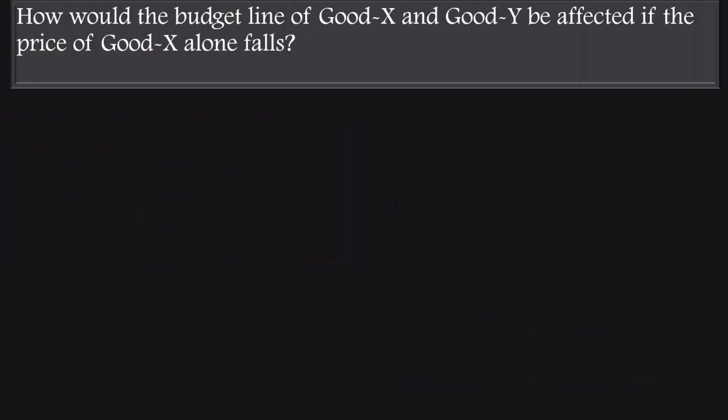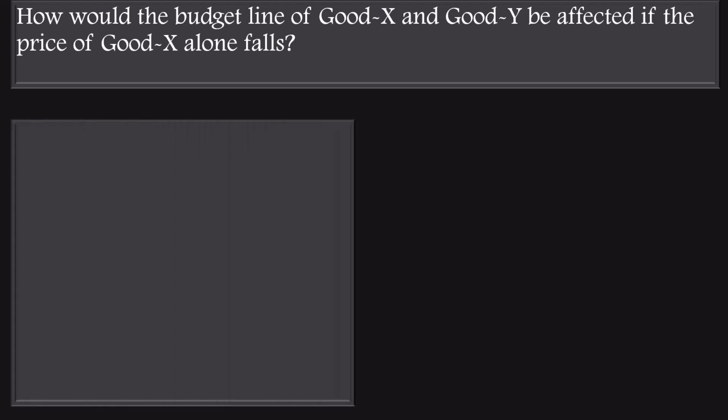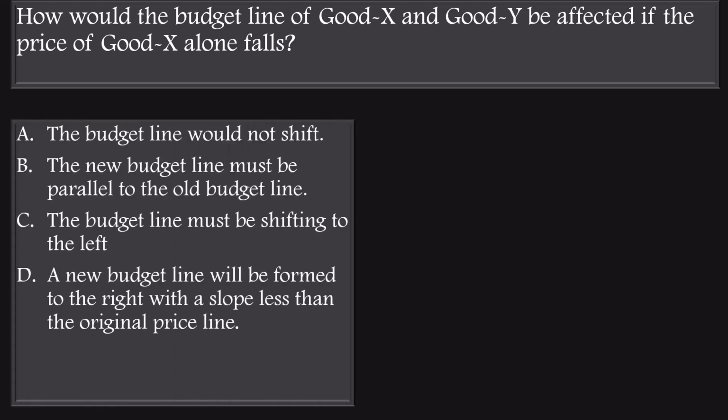Ninth question. How would the budget line of good X and good Y be affected if the price of good X alone falls? Options. A. The budget line would not shift. B. The new budget line must be parallel to the old budget line. C. The budget line must be shifting to the left. D. A new budget line will be formed to the right with a slope less than the original price line.